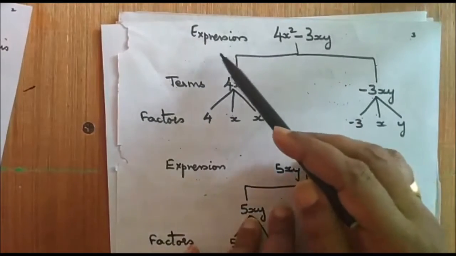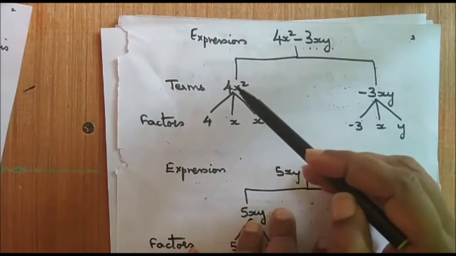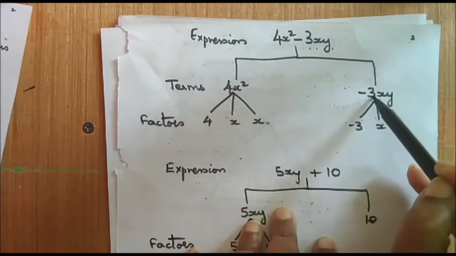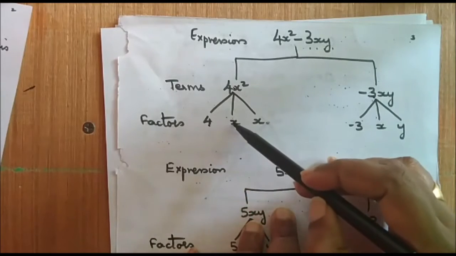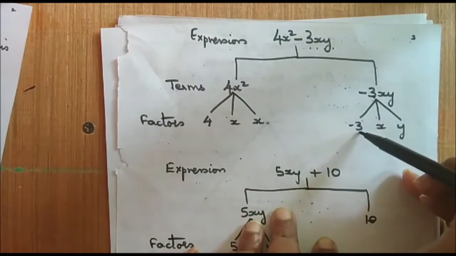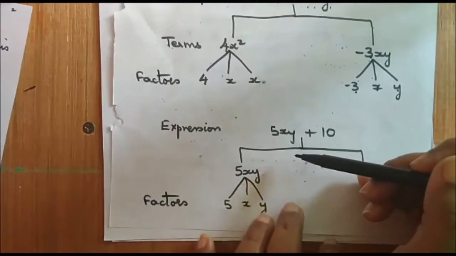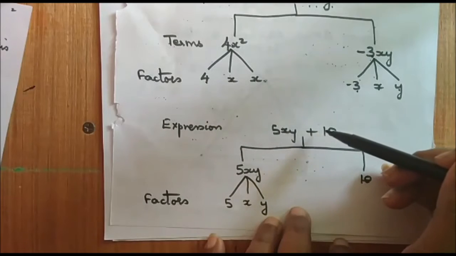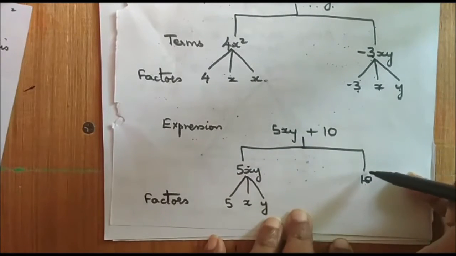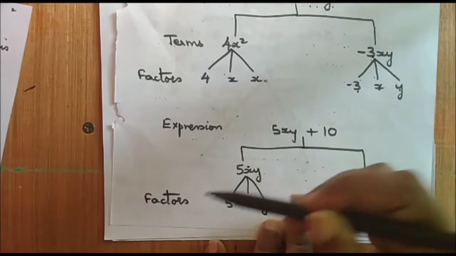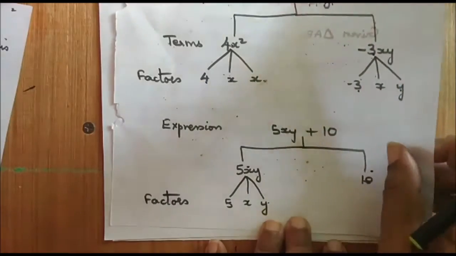Okay. So now let us take this expression 4x squared minus 3y. What are the terms? 4x squared and minus 3y are the terms. What are the factors? 4x and x. Here it is minus 3x and y. Okay. Similarly, let me take the other example. 5xy plus 10. What are the terms? 5xy and 10. These are the terms and the factors are 5x and y. 10 does not have any factor.